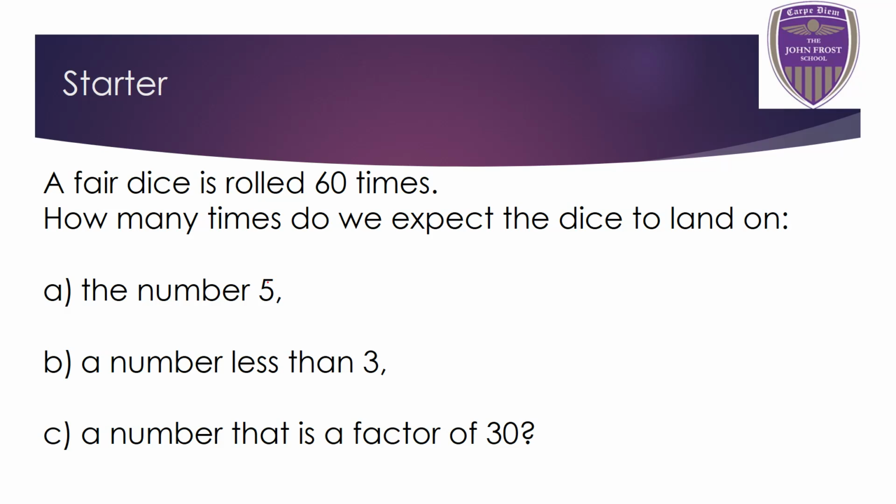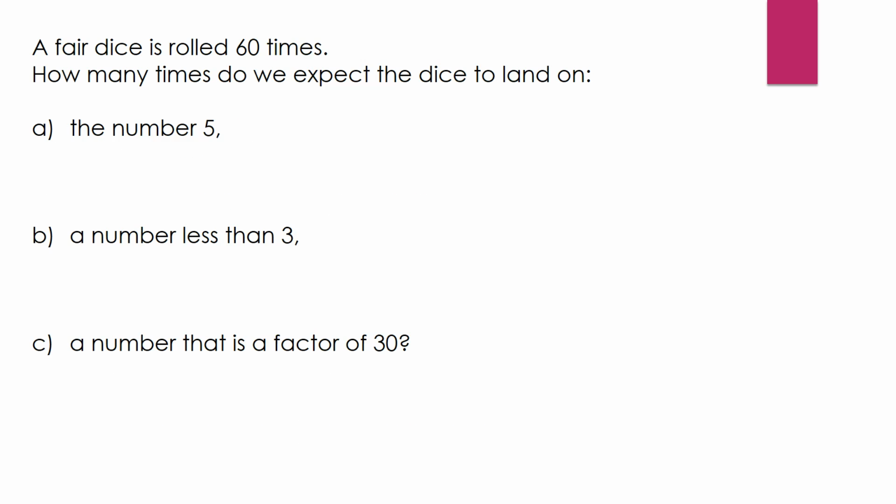Okay, welcome back then. So what do we know? Well, we know this dice has been rolled on 60 occasions, and it's a fair dice. On a dice, we've got the numbers 1, 2, 3, 4, 5, and 6. So there's 6 numbers on this dice, one of each number. How many times do we expect the dice to land on number 5? Well, first of all, we've only got one number 5. So the probability of it landing on a 5 is 1 out of 6.